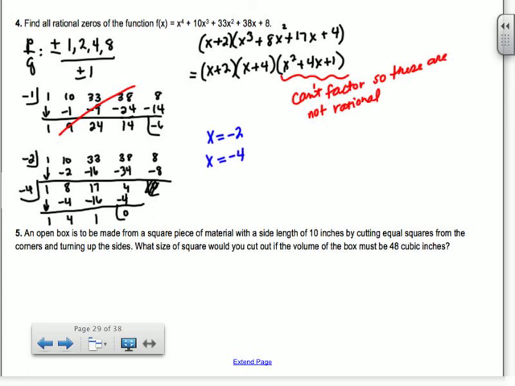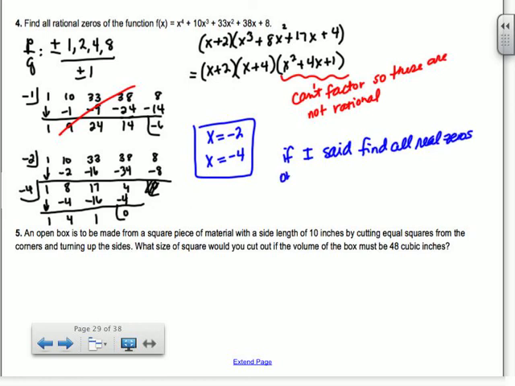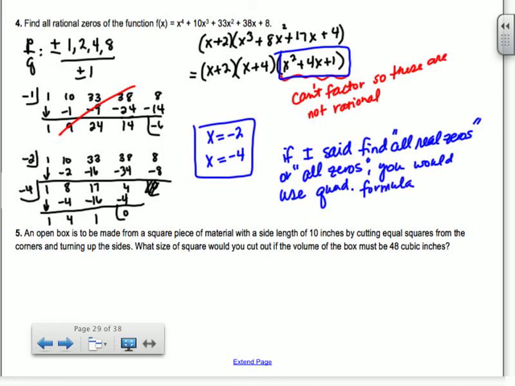And that's it. Now, on your homework, I'll say things like find all real zeros. So if I said find all real zeros, or if I just said find all zeros, so real or complex, what would you have to do? How would you solve this? Quadratic formula, right? Because that answer could have i's, so it could be complex, or it could have square roots, irrational, right? So if I said find all real zeros, you'd have to find the rational and irrational ones, so square roots. If I said all zeros, you'd have to find rational ones, irrational ones, and complex ones, so like i's. Okay.